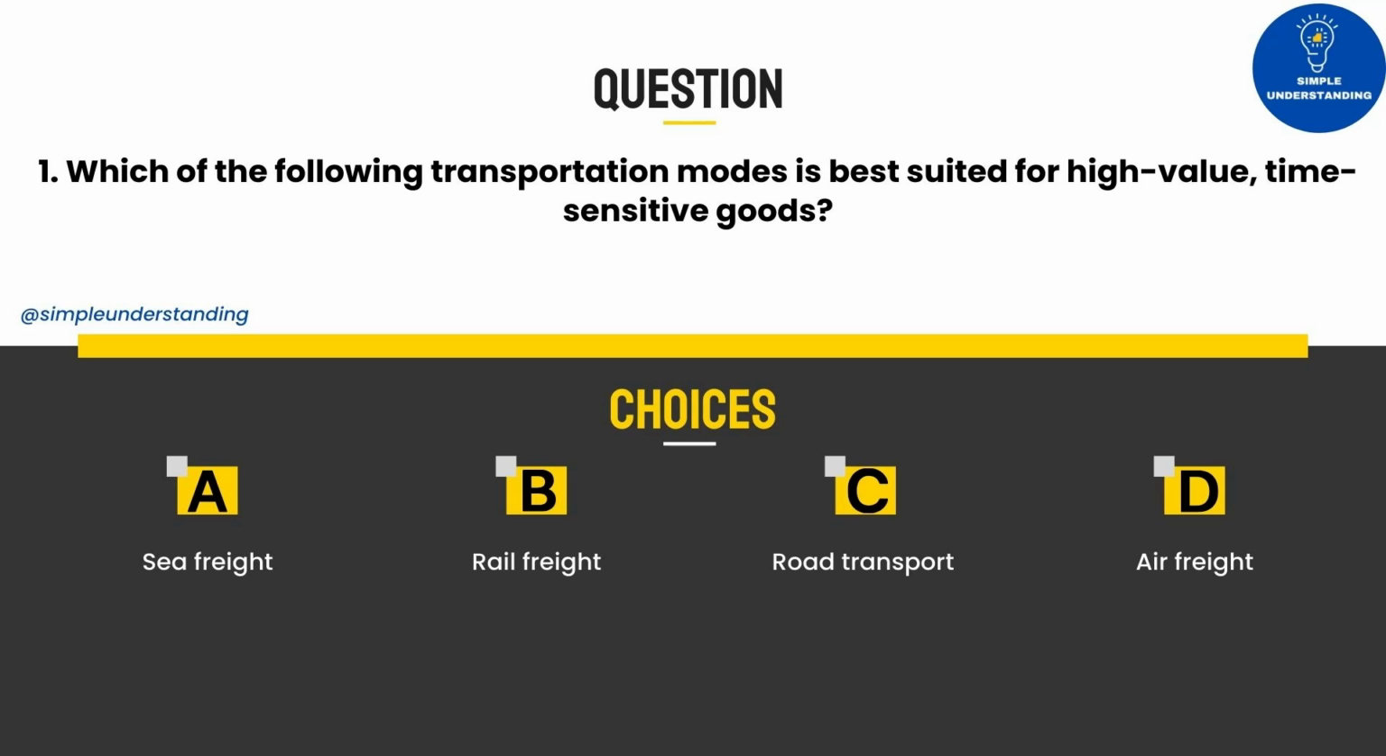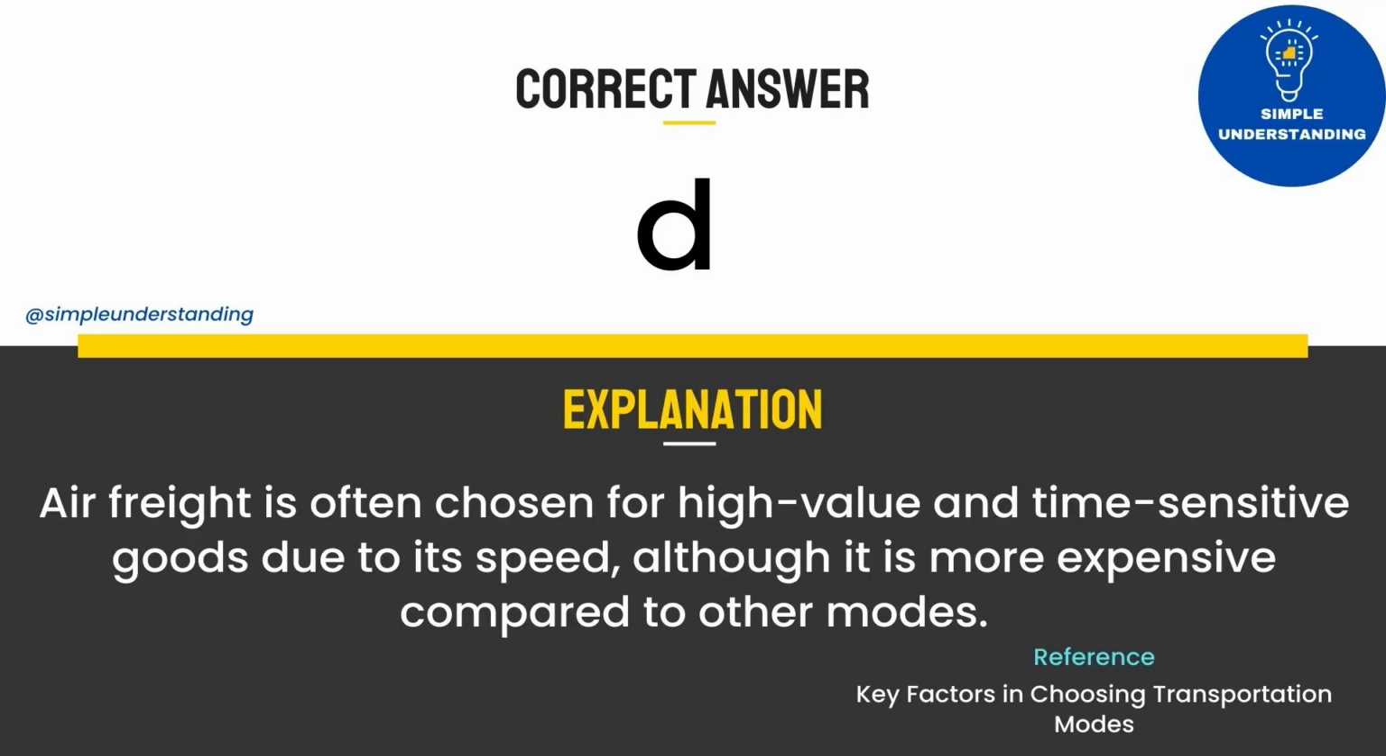1. Which of the following transportation modes is best suited for high-value, time-sensitive goods? A. Sea freight. B. Rail freight. C. Road transport. D. Air freight. Answer D. Overall explanation: Air freight is often chosen for high-value and time-sensitive goods due to its speed, although it is more expensive compared to other modes.